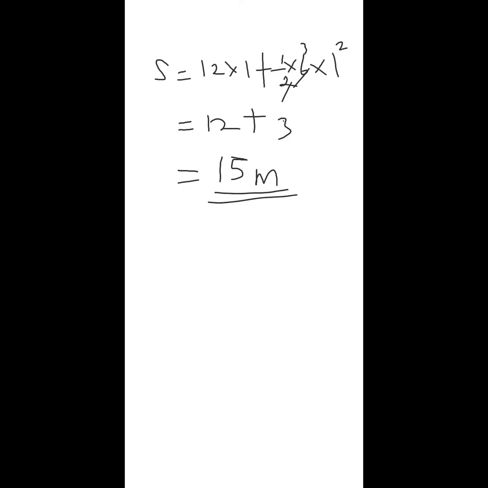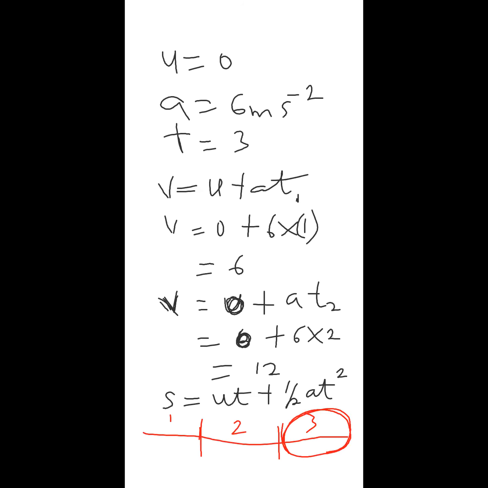So let me quickly reverse back to the previous slide so that you can see how we started the solution to that one. Since a body is starting from rest, initial velocity is 0. Since it is with uniform acceleration of 6 meters per second square, we have that. We calculate the velocity at the end of the first second.